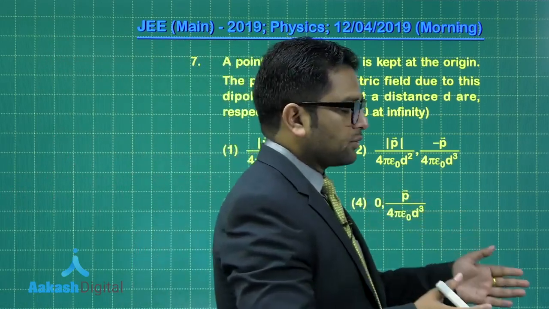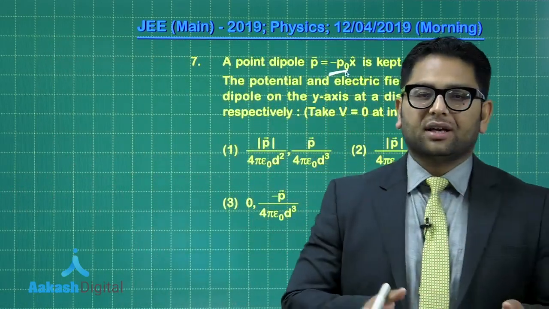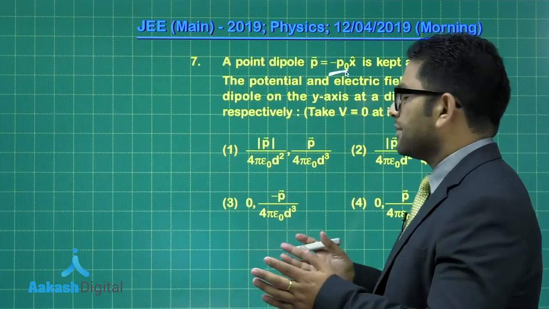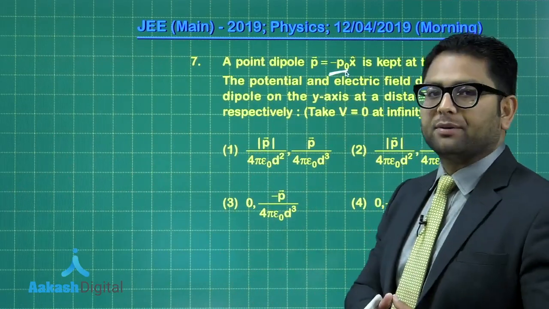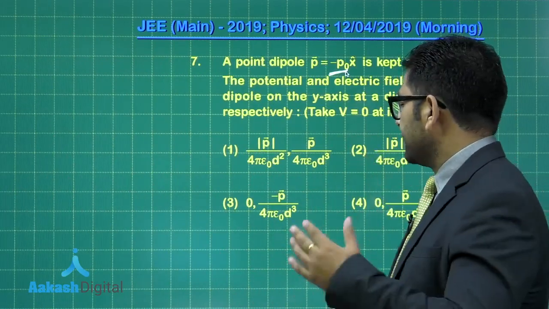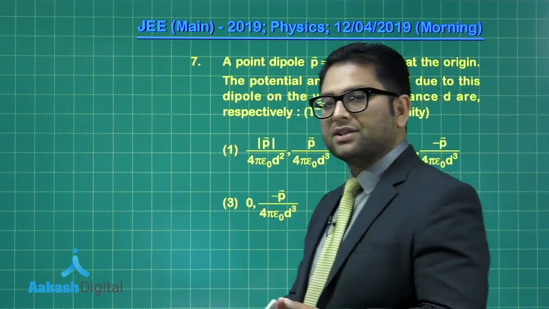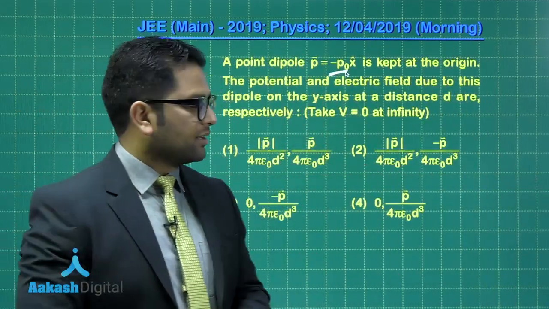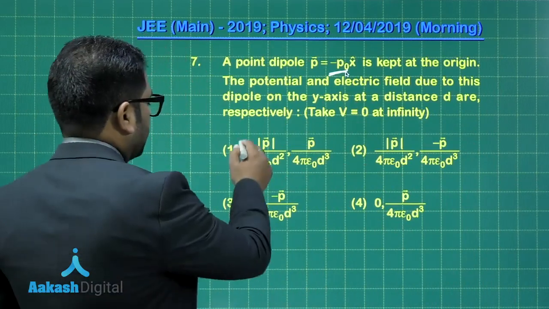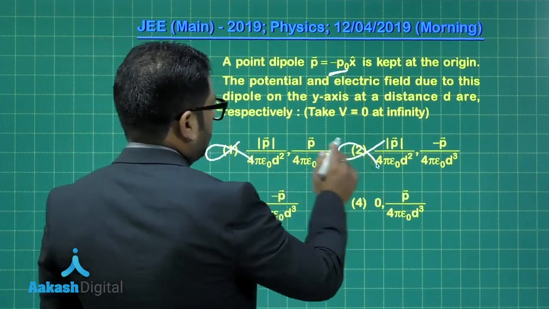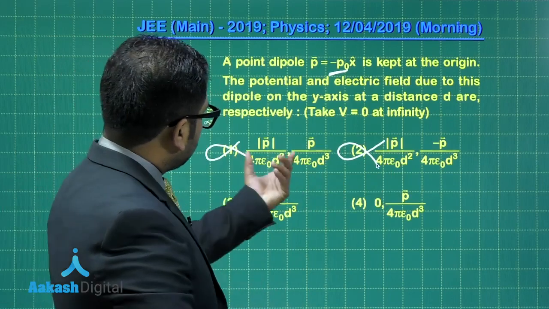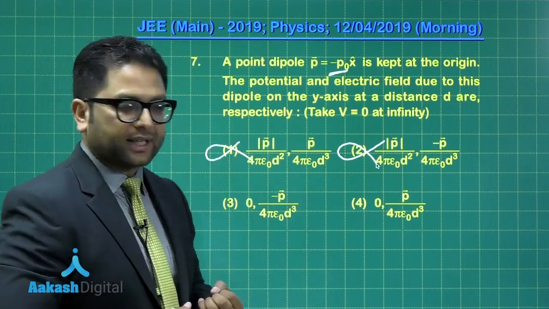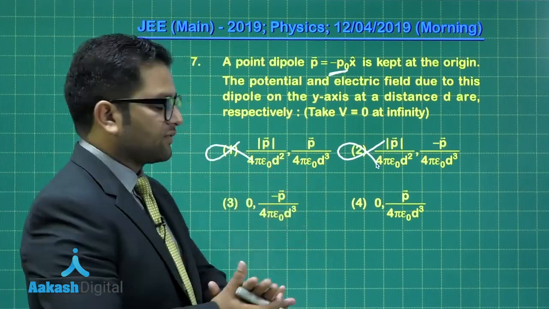Essentially, we need to calculate the electric potential and the field due to this dipole at equatorial position. So when we say equatorial position, the potential has to be 0, right? So if potential is 0, then option 1 and option 2 would be eliminated, because in the pair, the first one is the potential. So 0, 0, that's fine.